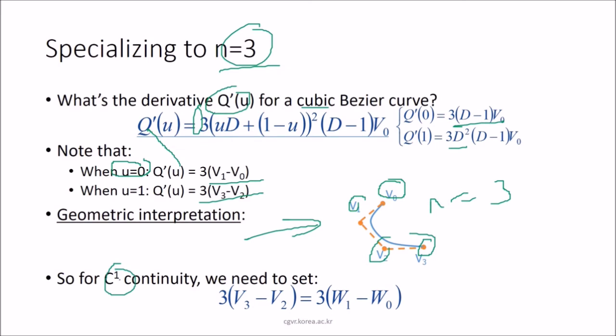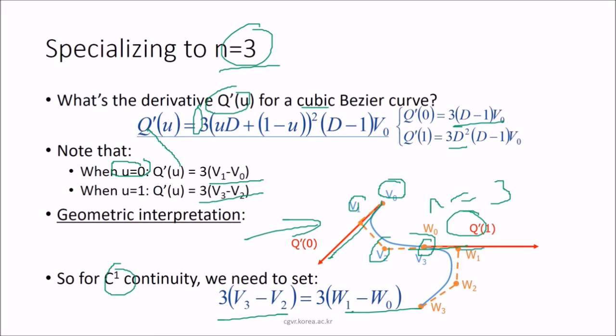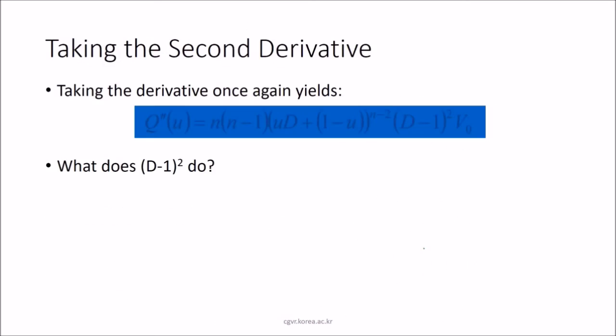So for this C1 continuity, we need to set v3 minus v2 equal to 3 (w1 minus w0). Okay, these are the q1 dash, q2 dash, these are all the derivatives or the tangents, you can say. And now w1, w2, w3, which are these. So we are getting up to w3.